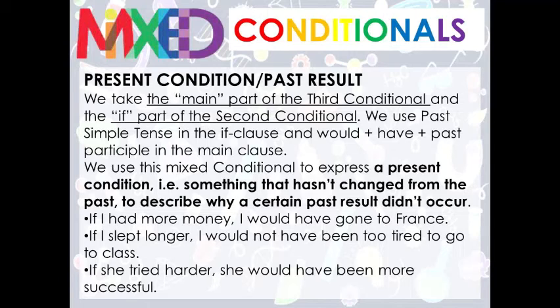The next situation is the present condition with a past result. So in this case, we take the main part of the third conditional and the if part of the second conditional. The structure would be if, past simple, and the other clause with would, have, and the verb in past participle. We use this mixed conditional to express a present condition, something that hasn't changed from the past, to describe why a certain past result didn't occur.